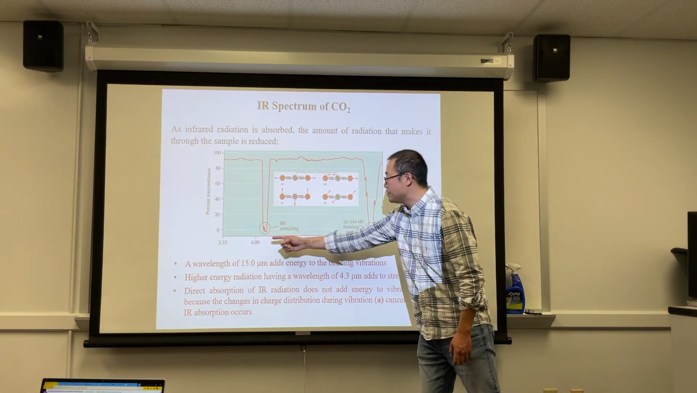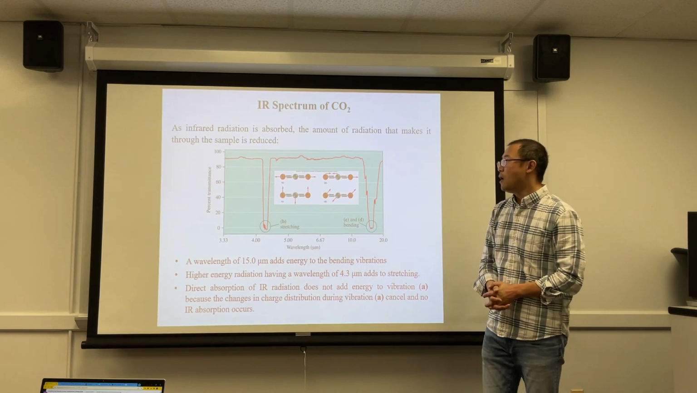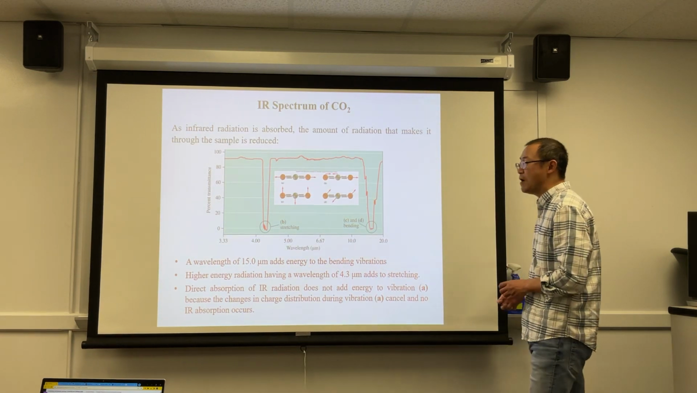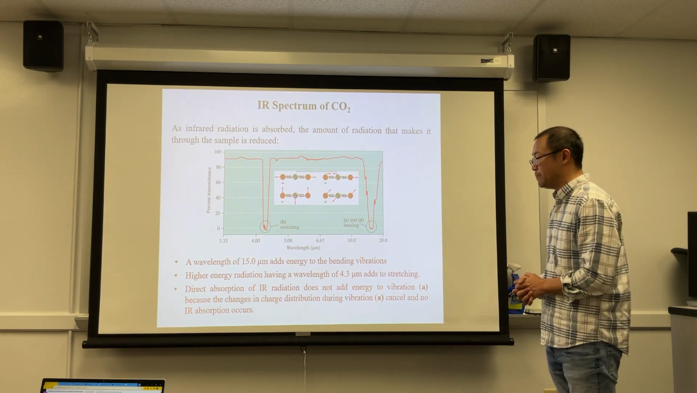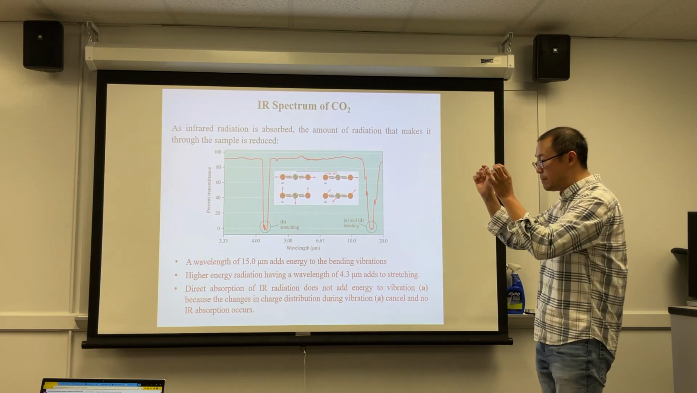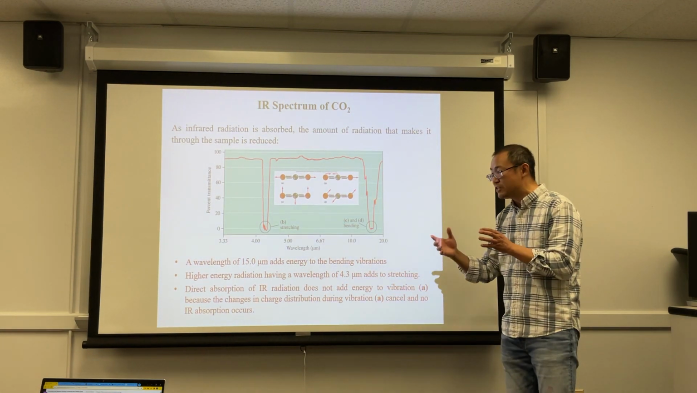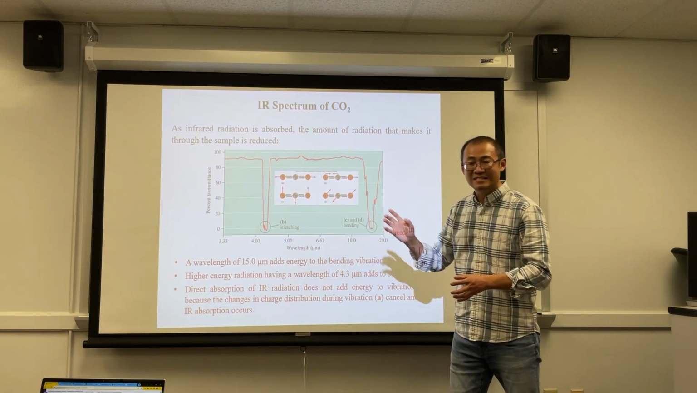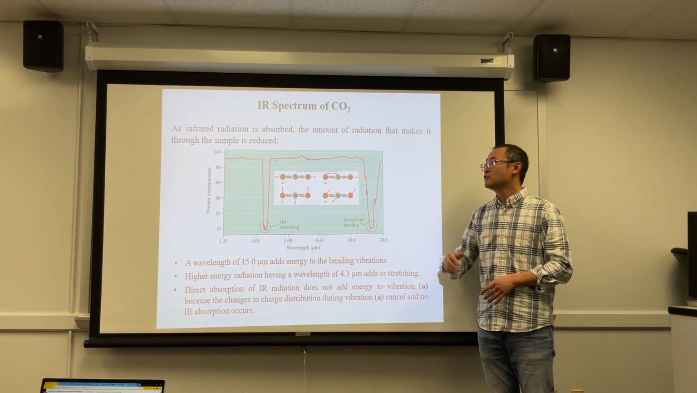So this part of IR corresponds to bending vibrations. This part of IR absorption corresponds to asymmetrical stretching vibrations. Now, out of these four types of vibrations, vibration A, symmetrical stretching vibration, does not cause IR absorption. The reason is the vibration is symmetrical, so the changes in charge distribution during the vibration cancel each other, so this vibration does not cause IR absorption. So this is called the IR spectrum of carbon dioxide.